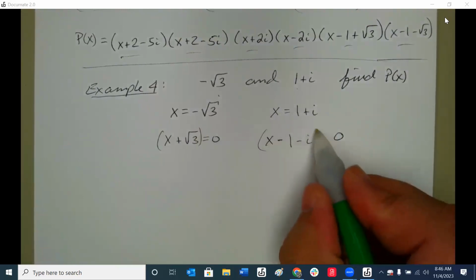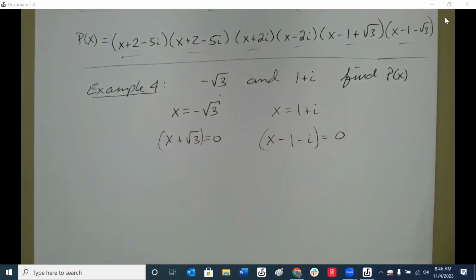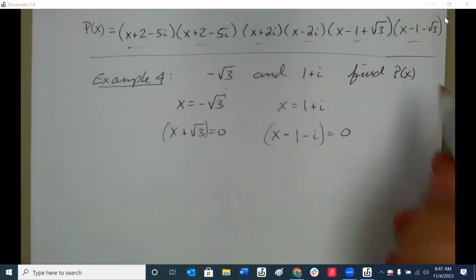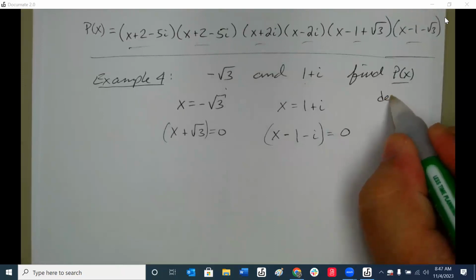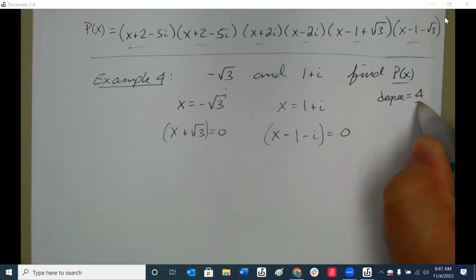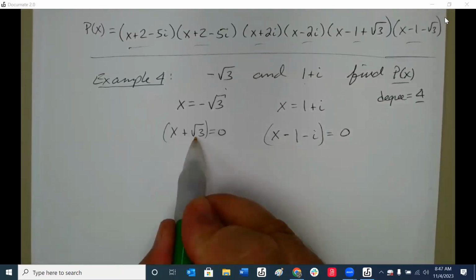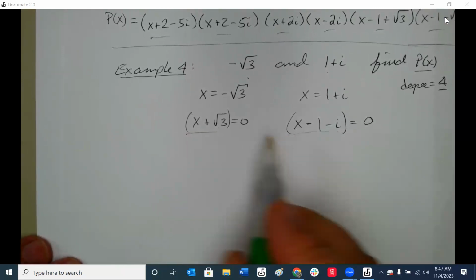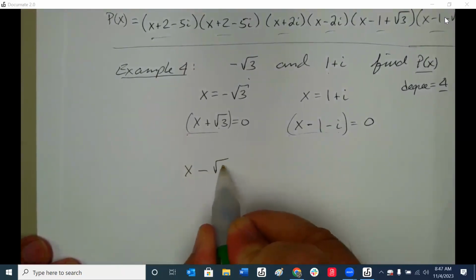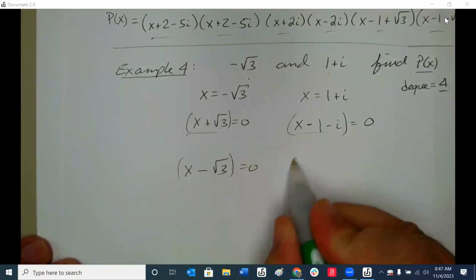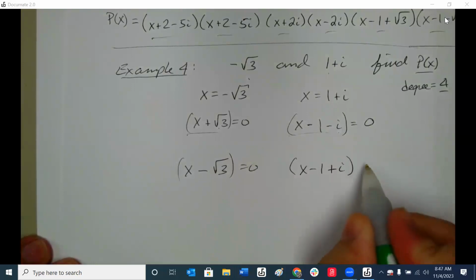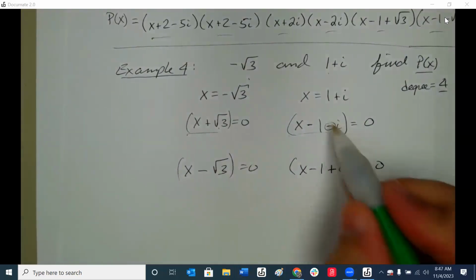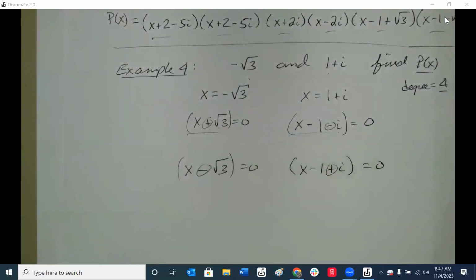So what's going to be the degree of your final answer? The polynomial will have a degree 4. Anytime you have a radical or imaginary, you have to find the conjugate pair. These are not conjugate pairs, so we have to have another one that looks like this. You just change the sign in front of the radical or the i.